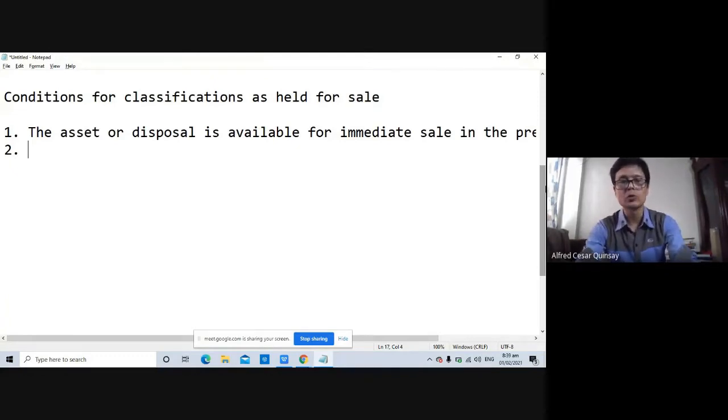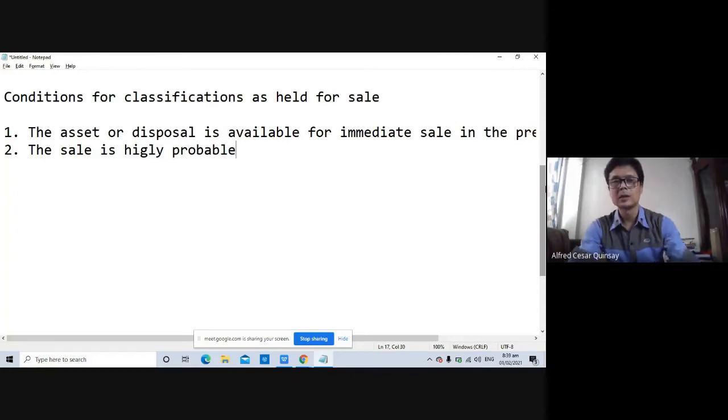So, and number 2 is, ito yung mga classification para matawag na held for sale. Number 2, the sale is highly probable. Okay, so malamang kaysa hindi na may bebenta siya. So these are the 2 conditions to be called as held for sale. Now, definition of highly probable, nakalagay, ano ibig sabihin ng highly probable? Okay, so lagay natin highly probable.